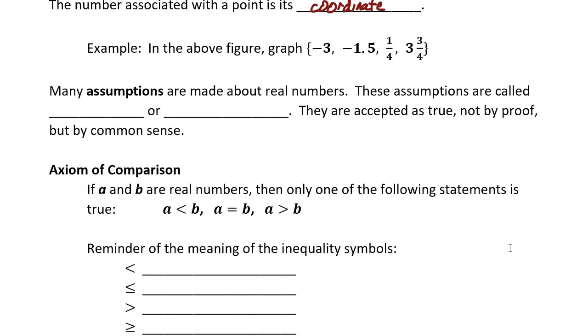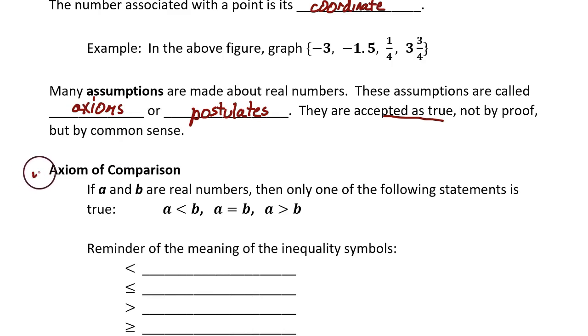Many assumptions are made about real numbers. These assumptions are called axioms or postulates. Axioms and postulates are accepted as true without proof. They're accepted because they are common sense. Let's look at some axioms.